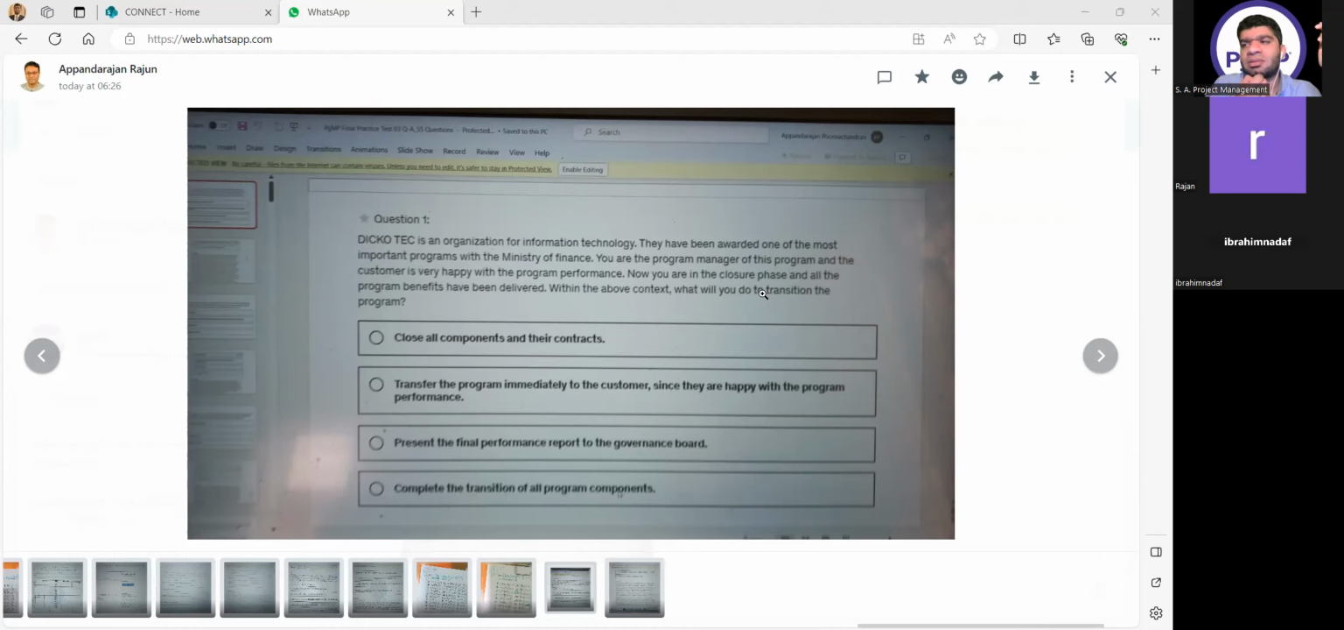Now for argument's sake, let's say option D is wrong. Now let's do option C. Can I pick during program transition? Can I say the final performance report will be done? Yes, you see here. Not during program transition.